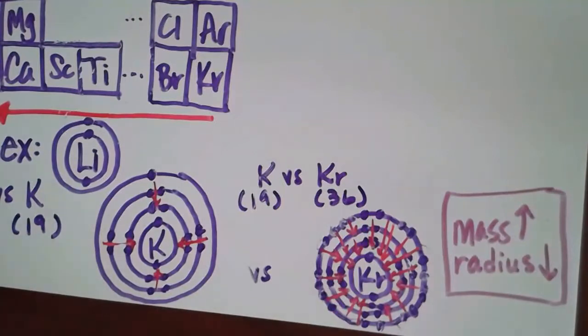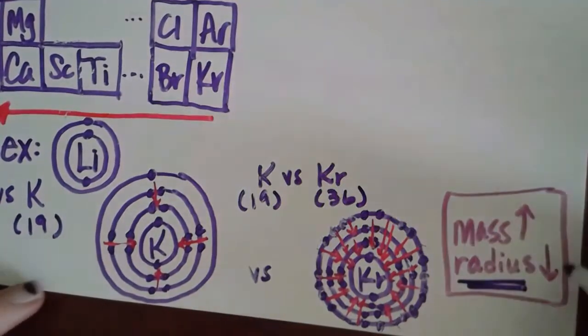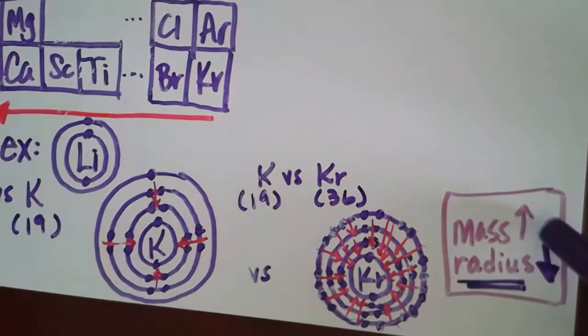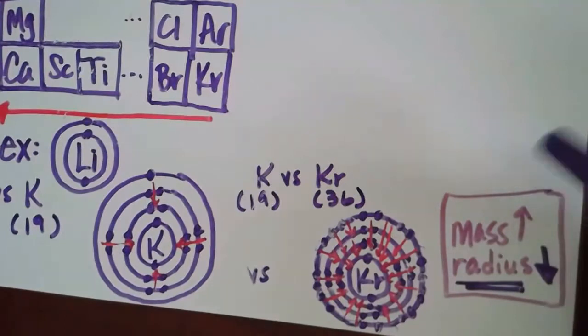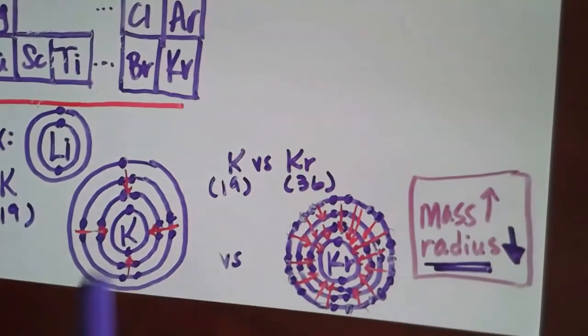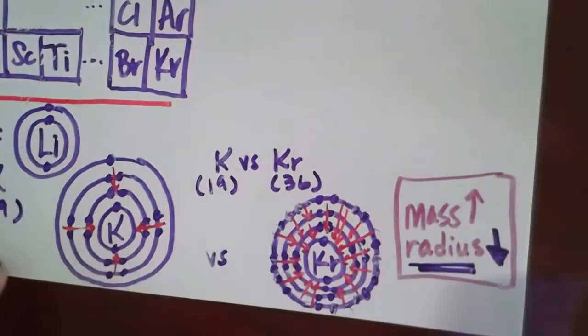Not really. Not in terms of radius. In terms of radius, it actually gets smaller as the mass gets bigger. So in inverse proportion. Thank you, math teachers. All right, so if you look at this, here's why. Notice how potassium has 19 electrons. I put them in there. Here's krypton with 36.